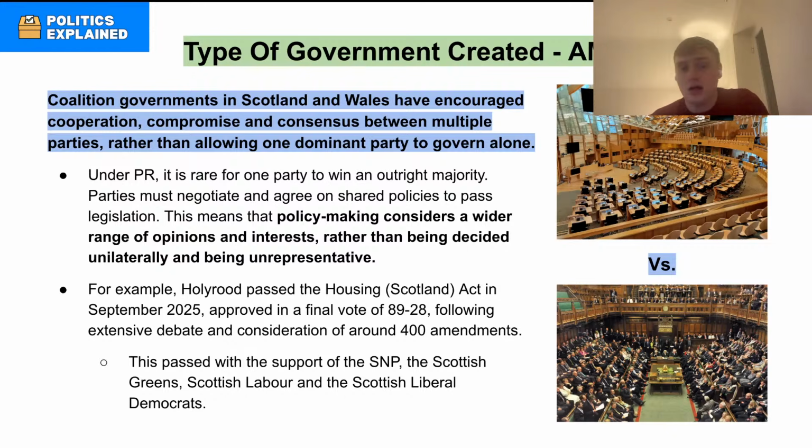For example, the Scottish Parliament passed the Housing Act in September 2025, approved in a final vote of 89 to 28, following extensive debate and consideration of around 400 amendments. And it passed with support of the SNP, Scottish Greens, Scottish Labour and the Scottish Liberal Democrats, showing how there's a much more cooperative process in terms of making legislation.